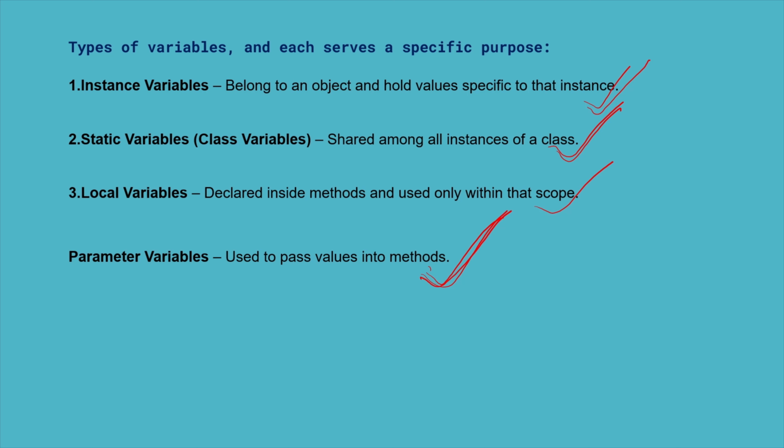Okay, but don't worry if you don't understand what an instance variable, static variable, local variable, or parameter variable is. For now, just remember these four names. I will cover them later once we start object oriented programming.